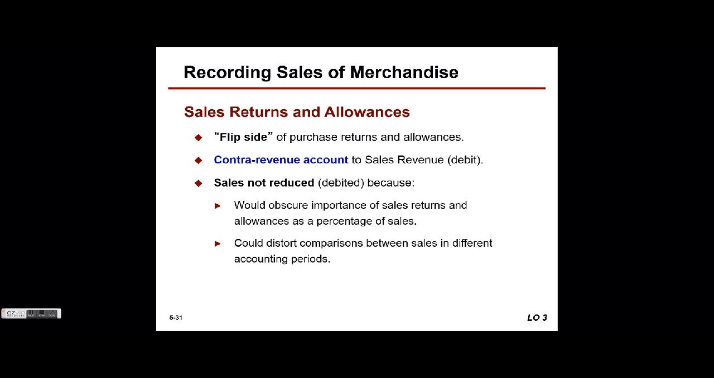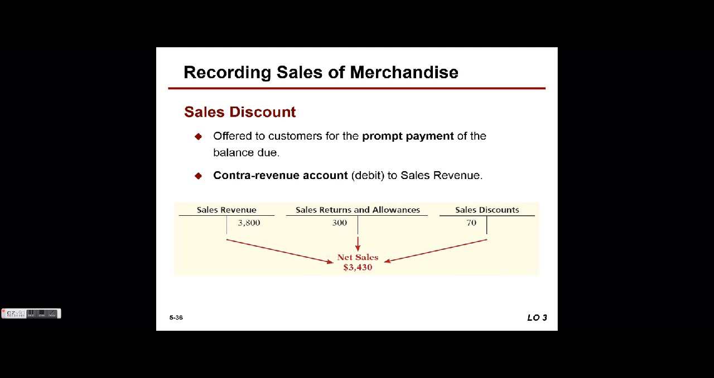balance, we've been exposed to some contra accounts before, i.e. accumulated depreciation. So contra revenue account is just a revenue account that has a normal debit balance. And this contra revenue account is sales, returns, and allowances. Sales discounts is another contra revenue account.